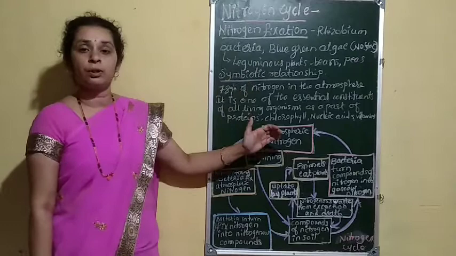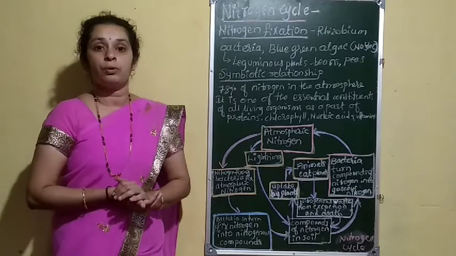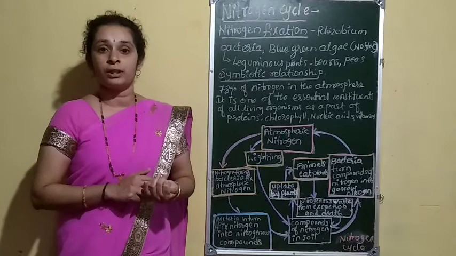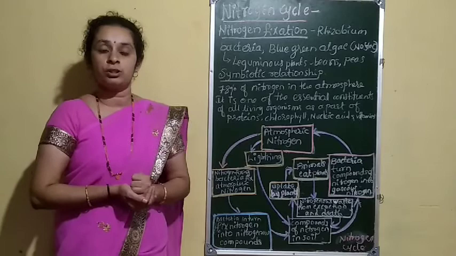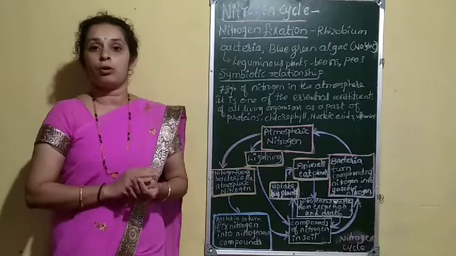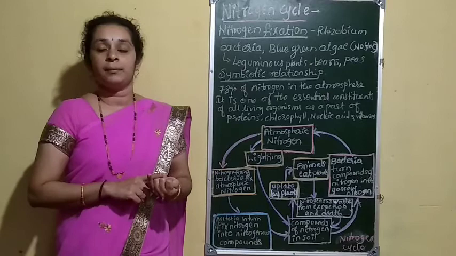Until now we have discussed useful microorganisms, classification of microorganisms, harmful microorganisms, nitrogen fixation, food poisoning, and methods of preserving food. I told you there are four types of microorganisms: fungi, bacteria, protozoa, and algae. And another one is the virus.